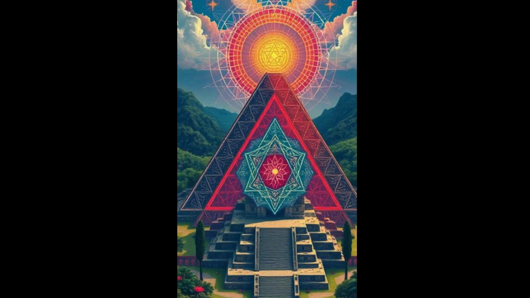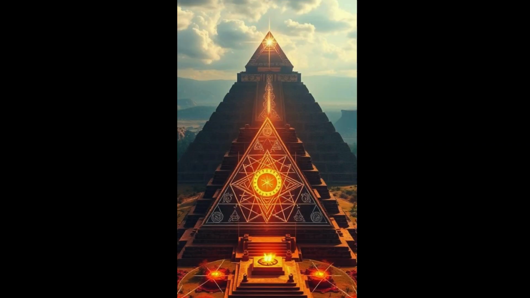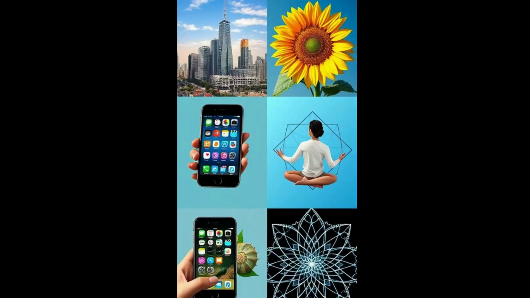Even in art and photography, principles like the rule of thirds and Fibonacci spirals guide composition, subtly influencing what we find beautiful and balanced. Nature itself is a master architect of sacred geometry. Think of the spiral shells, sunflower seeds, and branching trees, all following geometric patterns that optimize growth and efficiency.